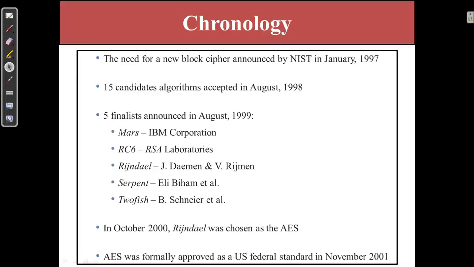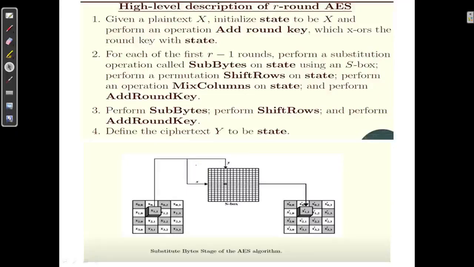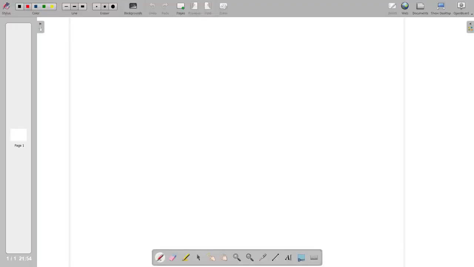In October 2000, Rijndael was chosen as AES. It is primarily known as Rijndael, named after Rijmen and Daemen, and now it is popularly known as AES, or Advanced Encryption Standard. AES was formally approved as a US Federal Standard in November 2001. So what is AES? Let's discuss it in detail.